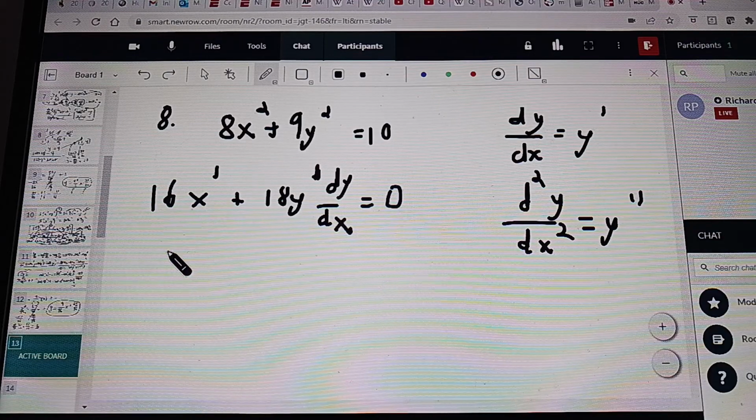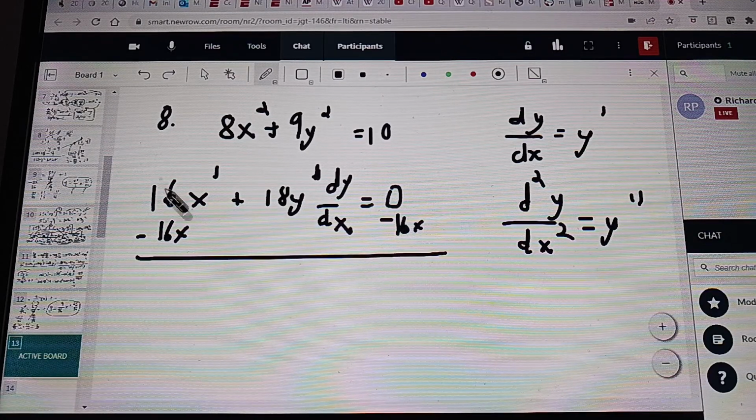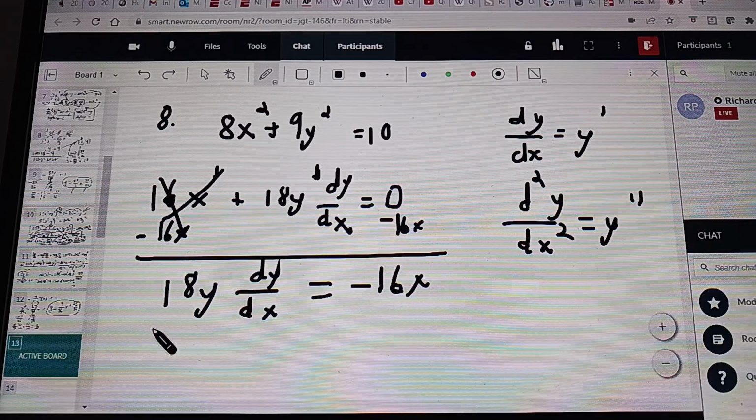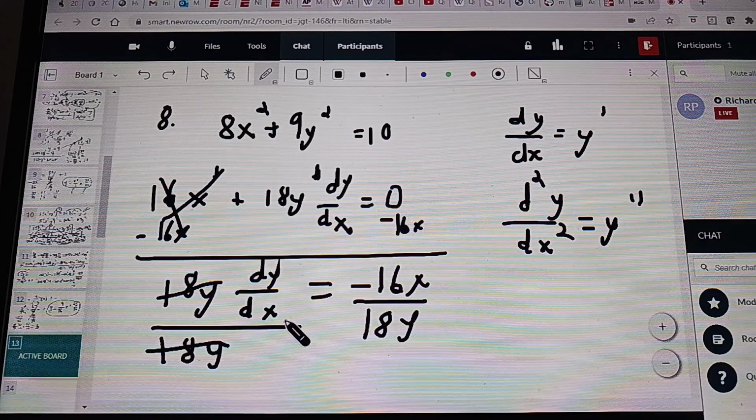So I'm going to move the 16x over, subtract it. 18y dy over dx equals negative 16x. Divide by 18y. This is very similar to problem 1 and 4 up to this point. There's dy over dx. That's the first derivative. And you could reduce both of these by 2. So the first derivative is negative 8x over 9y.